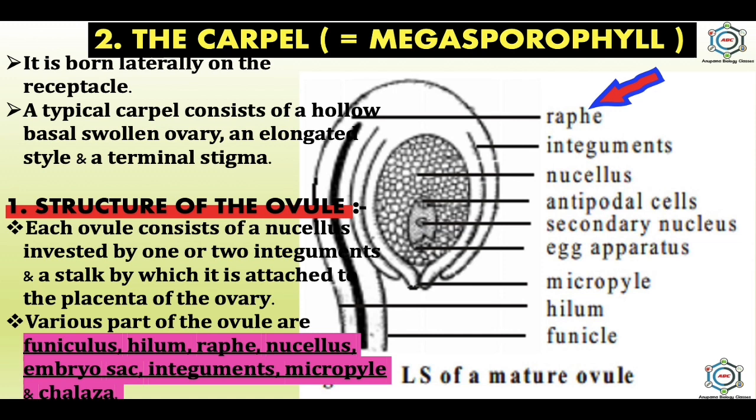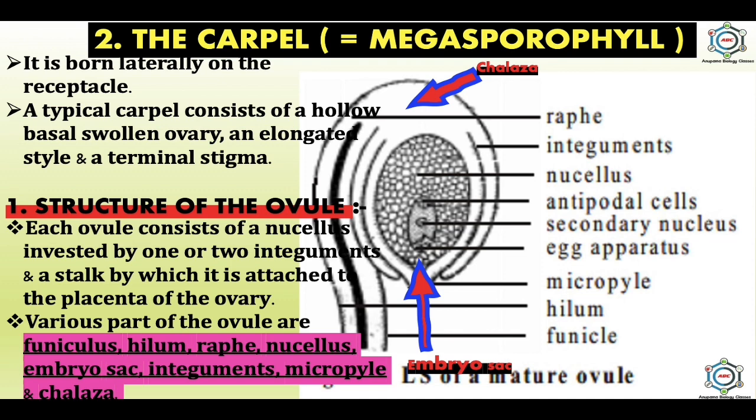And next is the raphe, which is formed by the lengthwise fusion of the funiculus with the body of the ovule. And here you can see the chalaza. It is the place of origin of the integuments. And the next is the embryo sac. It is the female gametophyte which contains the egg apparatus, antipodal cells and secondary nucleus. So this is the complete structure of the ovule.